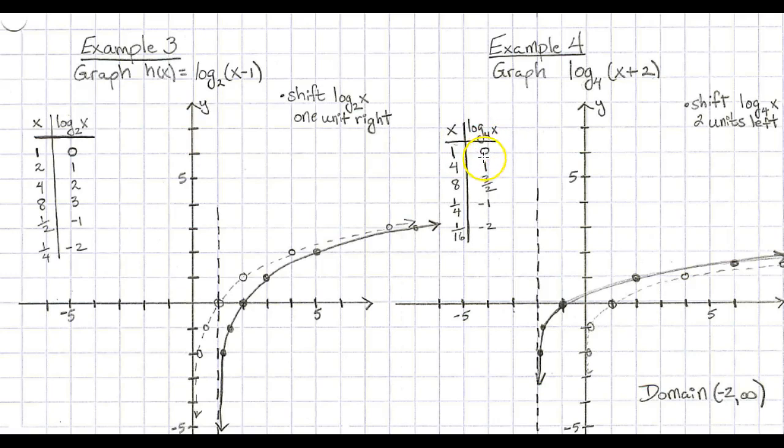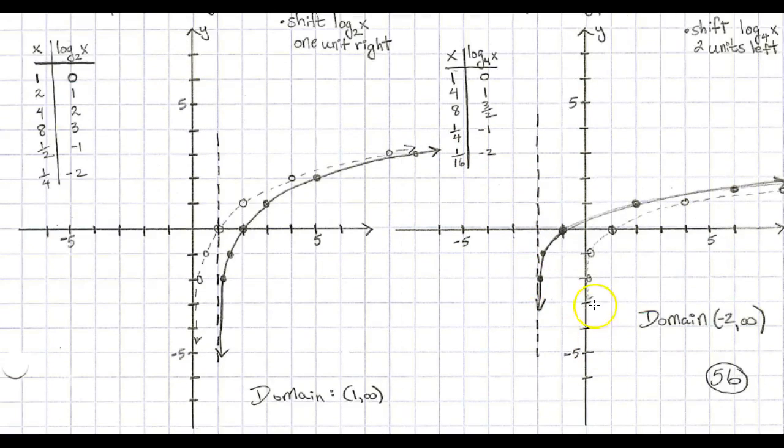That power is 0. 4 to the 1 power equals 4. 4 to the 3 halves power equals 8, right? 4 to the 1 half is 2, and 2 cubed is 8. 4 to the minus 1 is 1/4. 4 to the minus 2 is 1/16. Pick values that are easy to do. So that's these open circles. And then I'm going to shift 2 units left. This is now log base 4 of (x plus 2).